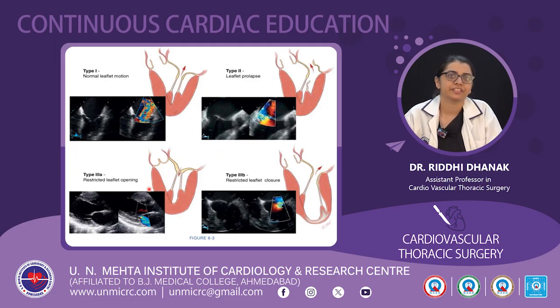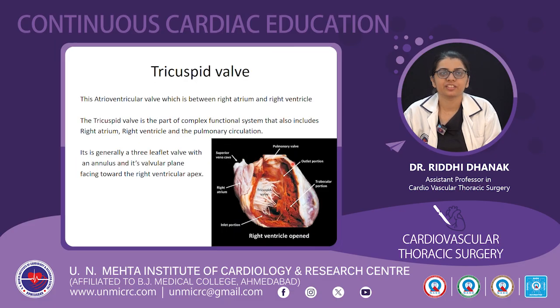The third is the restricted leaflet motion, leaflet opening in systole and diastole both, and the example of this is rheumatic heart disease, which is one of the common causes of mitral regurgitation. And type 3B is restricted leaflet motion only in systole. It occurs in ischemic MR or any thickening of the leaflets. So that was all about the mitral valve. Now we'll learn about the tricuspid valve.